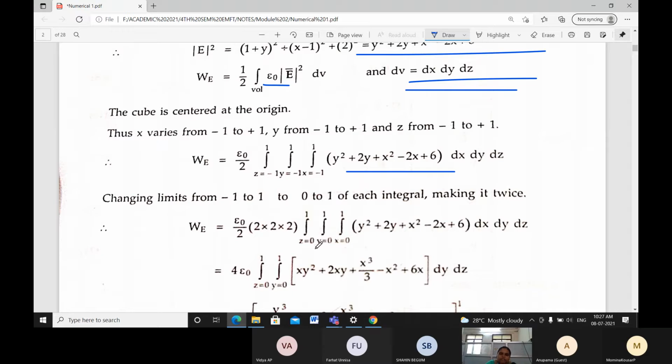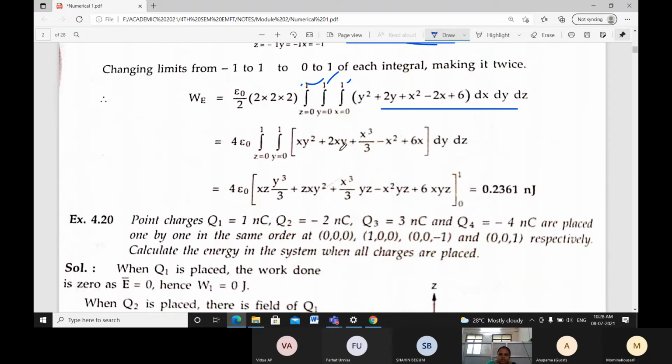When I am changing the limit from minus 1 to 1 into 0 to 1, you have to multiply the integration by 2 for each one that changes. For that reason, since 1, 2, 3 integrations have their limits changing, 3 times we have to multiply the equation, 2 into 2 into 2. Then the remaining equation is written as it is.